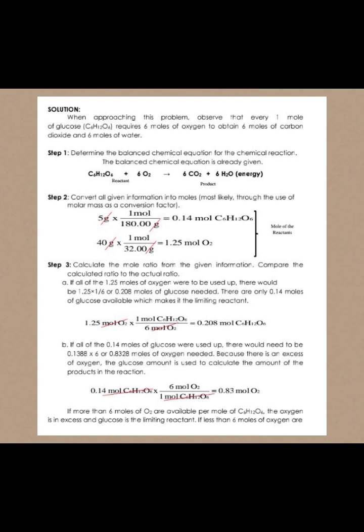Because there is an excess of oxygen, the glucose amount is used to calculate the amount of the products in the reaction. 0.14 mole C6H12O6 times 6 mole O2 over 1 mole C6H12O6 equals 0.83 moles O2. If more than 6 moles of O2 are available per mole of C6H12O6, the oxygen is in excess and glucose is the limiting reactant.